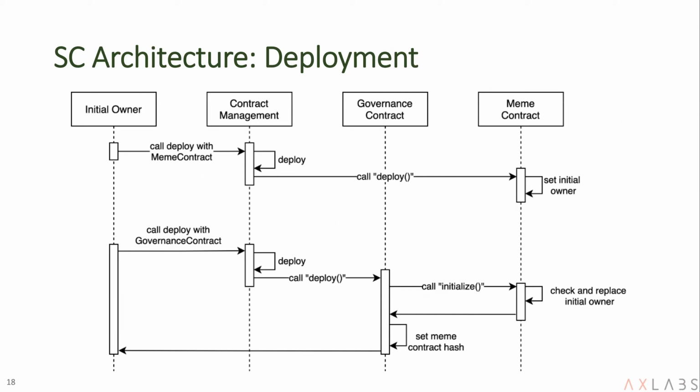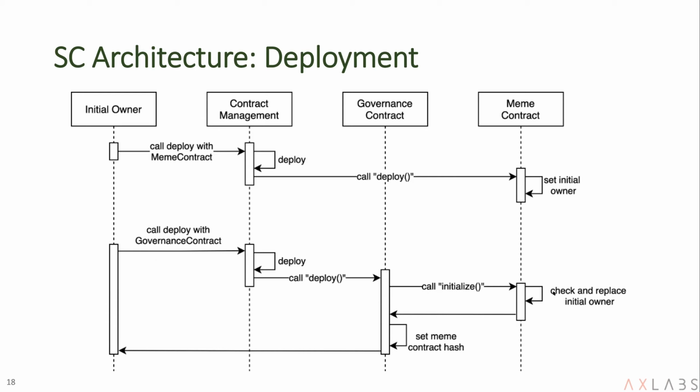So now we're all the way on the right side here. Let me see, yeah, here. And the meme contract will set its initial owner, which is at the moment me, because I deployed the meme contract. So far, so good. Now to complete this deployment procedure, we also need to deploy the governance contract. So we're going to compile the governance contract and call the contract management. That in turn is going to call the deploy method on the governance contract. And now the governance contract is calling initialize on the meme contract. We deployed the meme contract just before, so we can call it already.